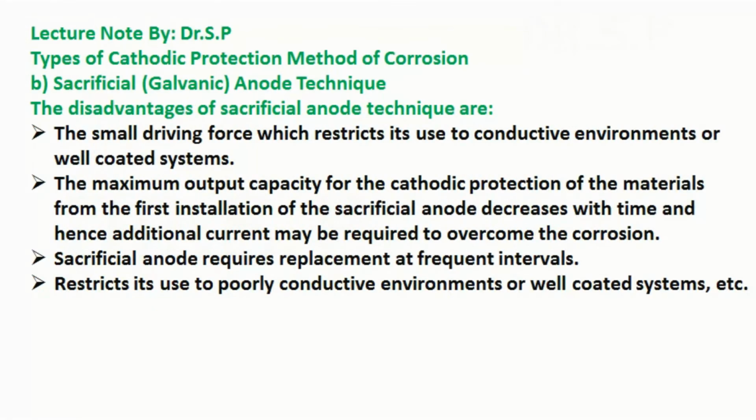The disadvantages of the sacrificial anode technique are: the small driving force, which restricts its use to conductive environments or well-coated systems. The maximum output capacity for the cathodic protection of the materials from the first installation of the sacrificial anode decreases with time, and hence additional current may be required to overcome the corrosion. Sacrificial anodes require replacement at frequent intervals. And it restricts its use to poorly conductive environments or well-coated systems, etc.